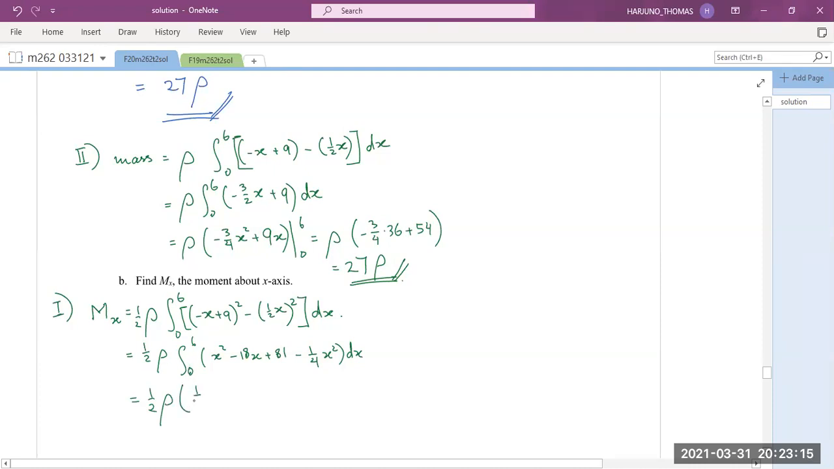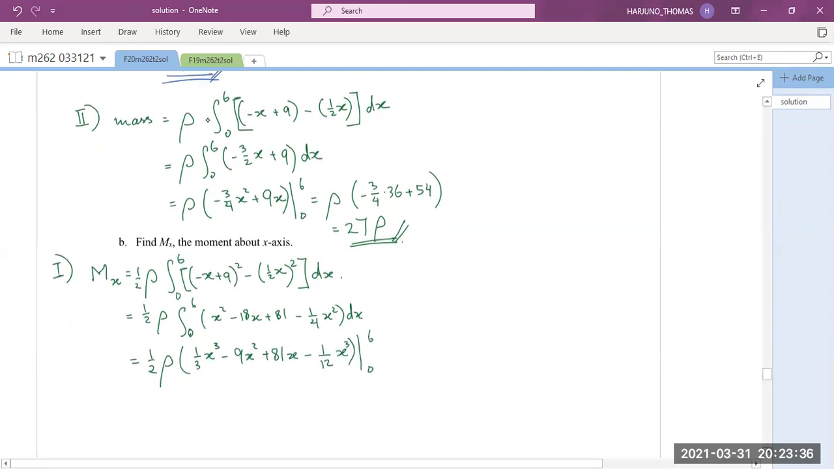So this is 1/3 x. You know what? I integrated right away. So this is 9x squared plus 81x minus 1/12 x cubed from 0 to 6. The thing is, I was supposed to combine like terms first, and then it would be a lot easier for me. Well, anyway, I did it already. Fine.